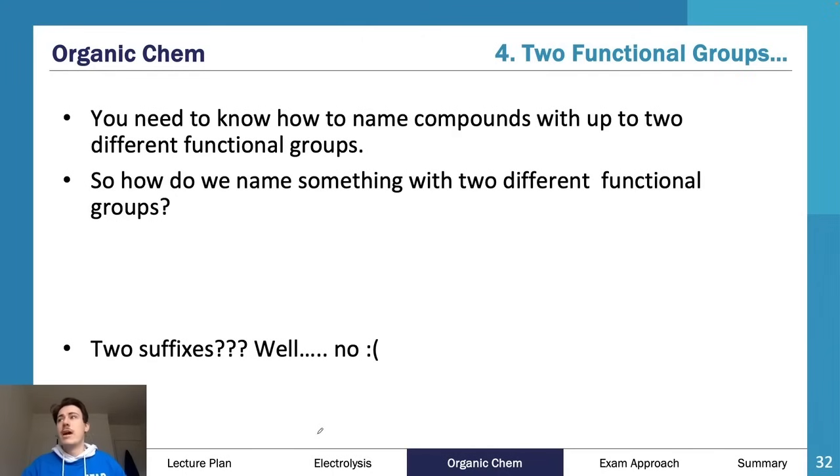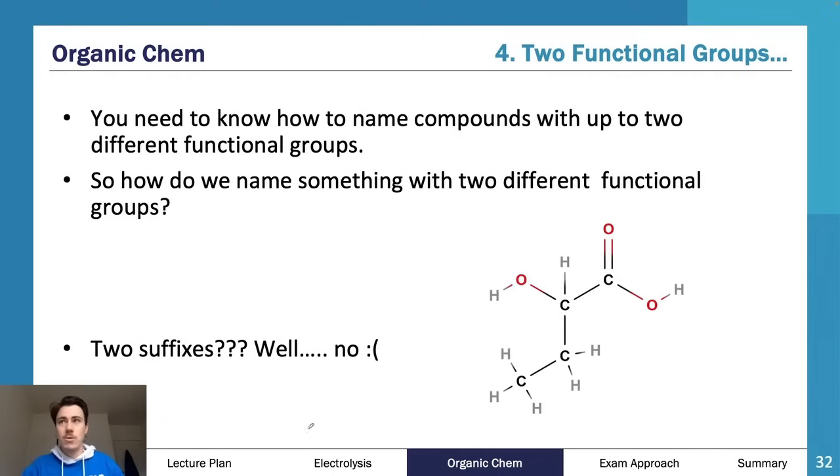So what about if we have 2 functional groups? As I said before, this is where things get a little bit difficult. So when we have 2 functional groups, we need to know how to name compounds with up to 2 different functional groups. To be honest, we actually need to name things up to 3 functional groups. That's what comes up now. So how do we name something with 2 different functional groups?